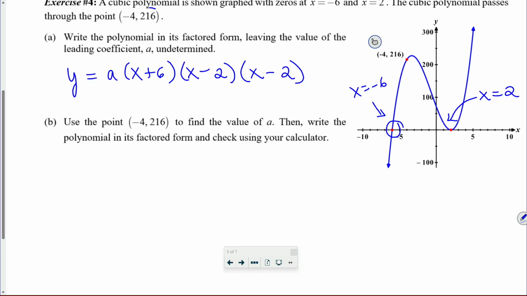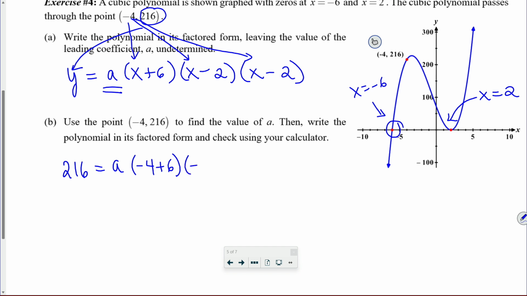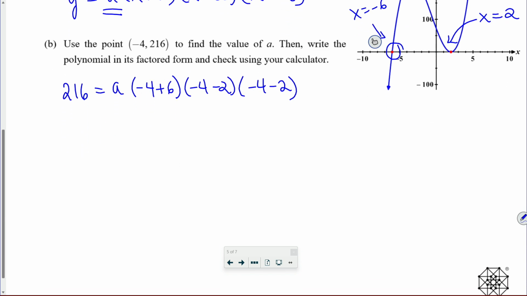And here's how we're going to do it. We're going to take 216 and substitute it in for y. And we're going to take negative 4 and substitute it in for x. And the only thing that will be left will be the a. So let's do that. 216 is a times negative 4 plus 6 times negative 4 minus 2 times negative 4 minus 2.